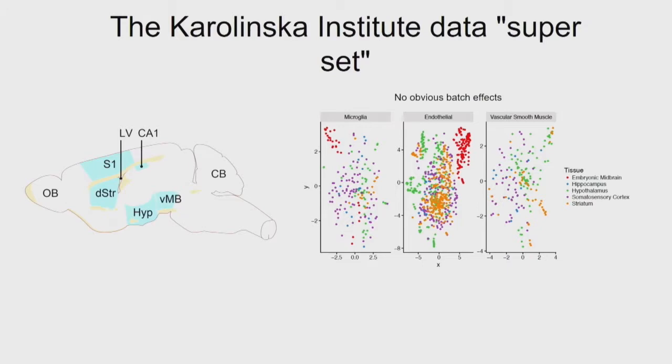So we were lucky in the lab because we had published several separate studies, all performed pretty much by the same people on the same pipeline. So we had a single-cell data set from different regions that we know are being implicated in schizophrenia. So we have the hippocampus CA1 region, somatosensory cortex, the striatum, hypothalamus, and the ventral midbrain. And we said, can we just marry these data sets together?